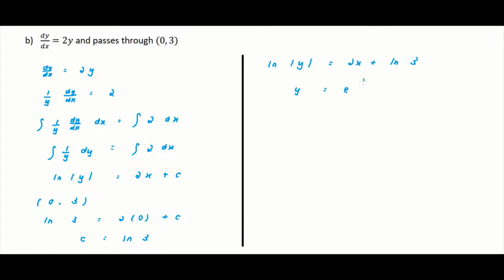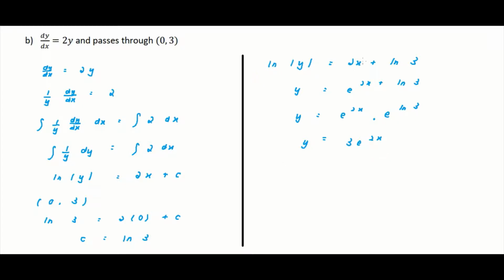So e^(ln 2x) plus e^(2x plus ln 3). Okay, then don't forget you need to simplify your answer. So e^(2x) multiplied with e^(ln 3), right? So e^(ln 3) will give you 3, so your final answer should be y equals 3e^(2x). You must make sure that you cannot leave your answer in this form because this is not the most simplified form. So make sure that you reach the end.